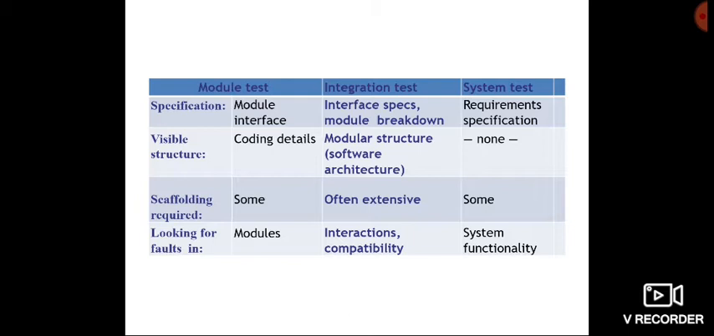Related to scaffolding required. What exactly is scaffolding? Scaffolding is nothing but extra features we add to the code to support the code, right? When people are building a house, they provide some support for it. The supporting structure is called scaffolding. Scaffolding is nothing but the supporting structure.